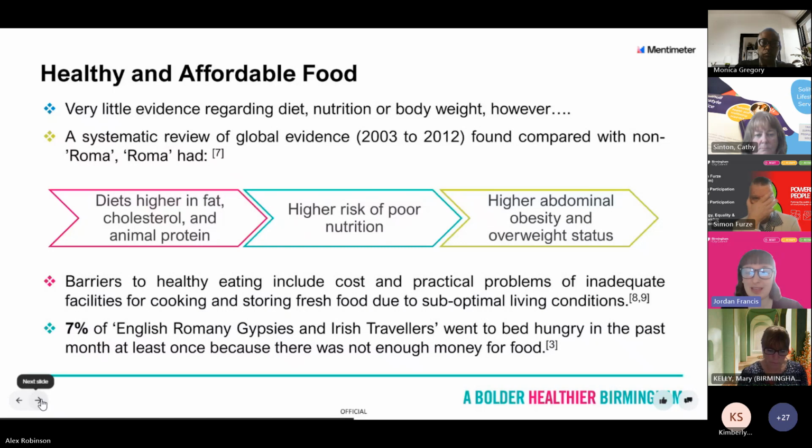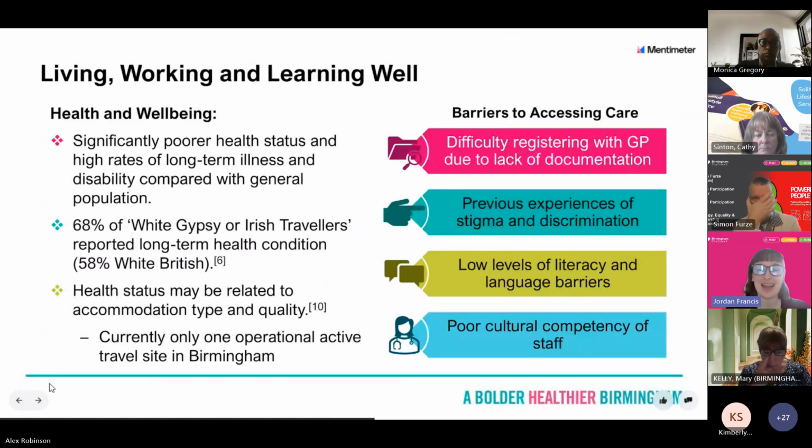When we look at living, working, and learning well, I'm going to be looking at health and well-being and access to health. So we typically see a significantly poorer health status overall and a higher reporting of long-term illness and disability compared with the general population. There are a lot of barriers to accessing care, so a lot of these conditions could be minimised if there was early intervention and support from the get-go, but in a lot of cases that's not necessarily seen. And in this data set, 68% of people from white, Gypsy, or Irish traveller backgrounds reported having a long-term health condition, compared to 58% of the white British population.